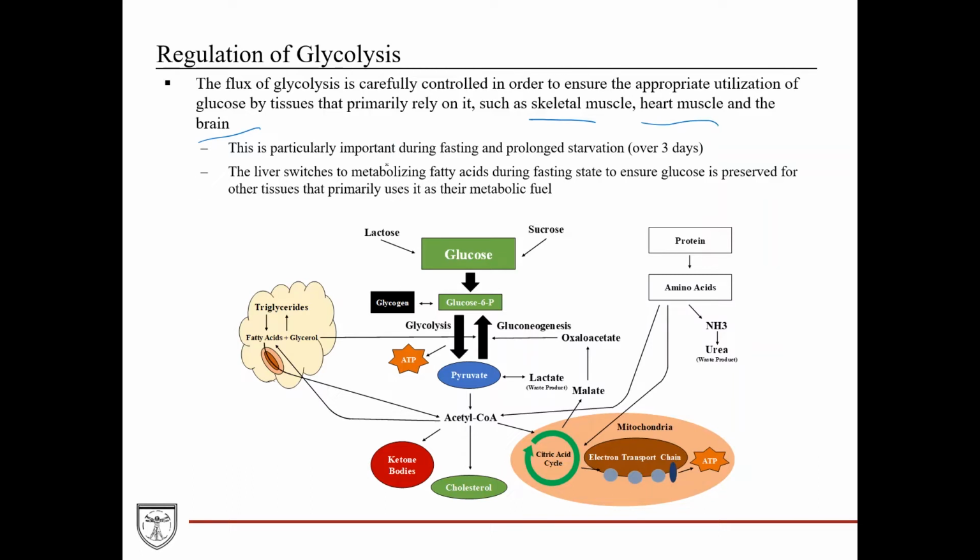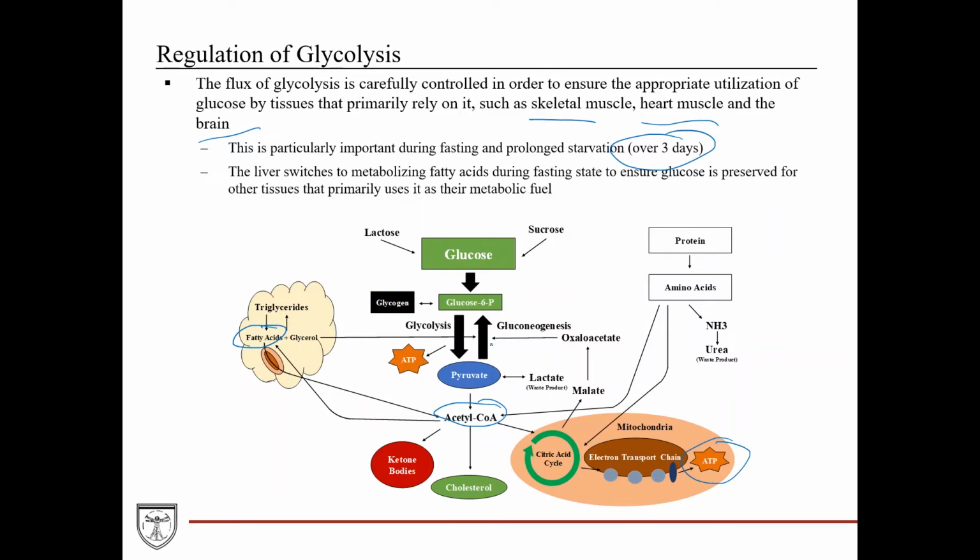So in terms of fasting and prolonged starvation, as we indicate here over 3 days, this is really important because the liver switches to using fatty acids instead of glucose, and that spares glucose to be used by other tissues, such as the heart and the brain, because they primarily rely on it. And the liver does just fine breaking down fatty acids from triglycerides, converting them to acetyl-CoA through beta oxidation, and then acetyl-CoA can enter the citric acid cycle and provide plenty of ATP for hepatocytes to function.